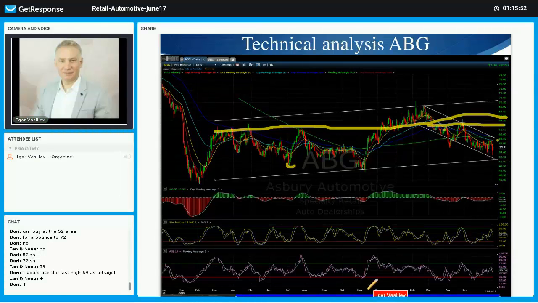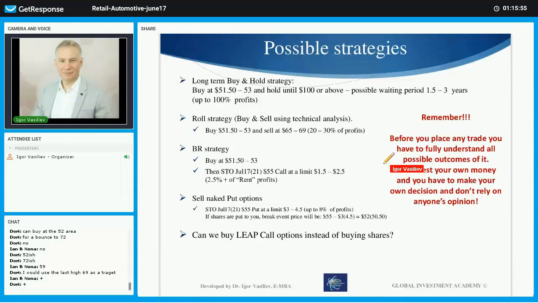Okay. So based on this, we have several strategies. First strategy, based on fundamentals, is value investing, a long-term buy and hold strategy. So we can buy, and of course, we put it at 51 to 53. So as Dory said, about the $52 level. If you see that it's moving down, let it go.